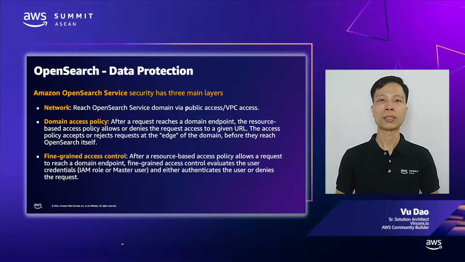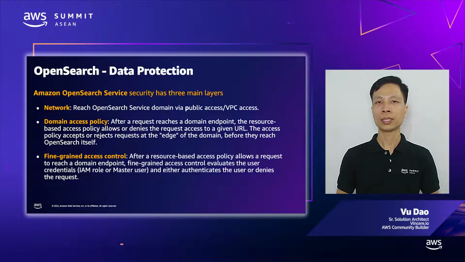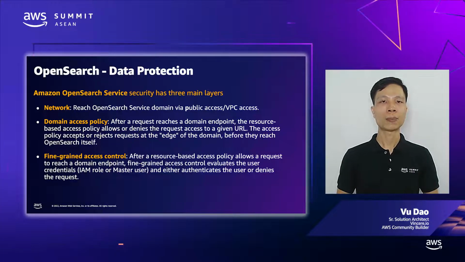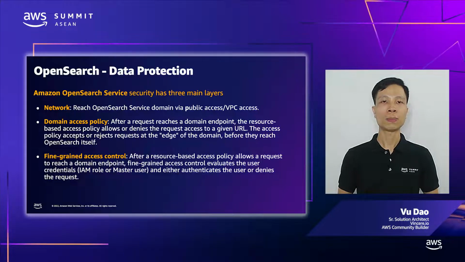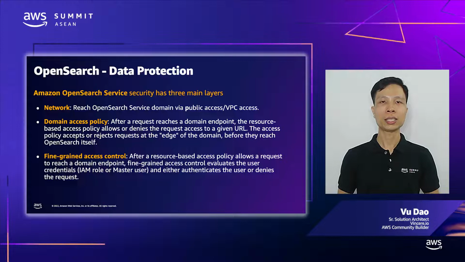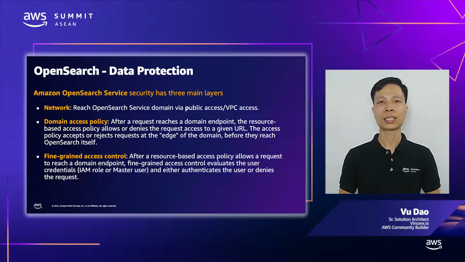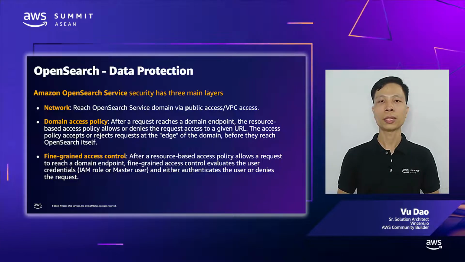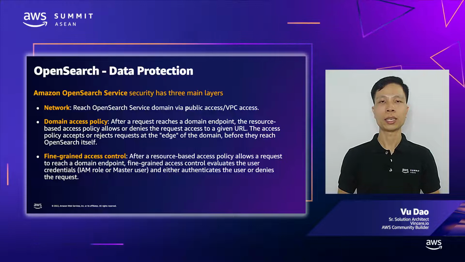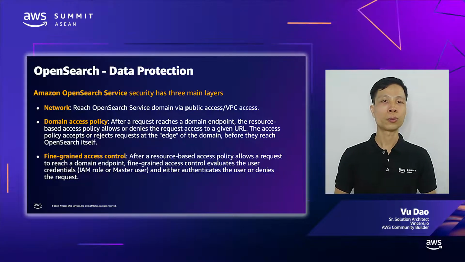To protect your data, Amazon OpenSearch Service offers 3 main layers of security: network, domain access policies, and fine-grained access control. Network determines whether requests reach a domain. It supports public access via the internet or VPC access limited to specific security rules in the VPC. The domain access policy accepts or rejects requests at the edge of the domain before they reach OpenSearch. Fine-grained access control evaluates the user credentials as well as authenticates the user or denies the request. When we enable fine-grained access control, there are 2 options: create a master user or set an IAM user or role as master user. We can switch between them anytime.